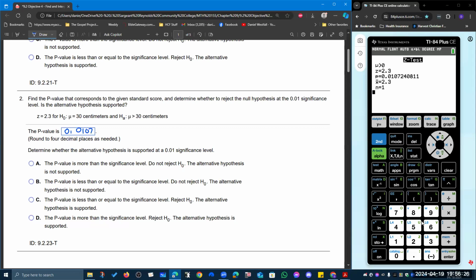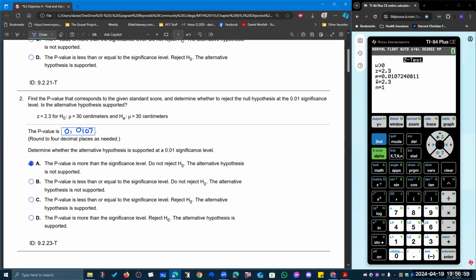This p-value is greater than alpha. It's just slightly greater than alpha, but it is greater than alpha. Alpha is 0.01, so we are not in our rejection region. So we are going to fail to reject H naught. The p-value is more than the level of significance. Do not reject H naught. The alternative hypothesis is not supported.